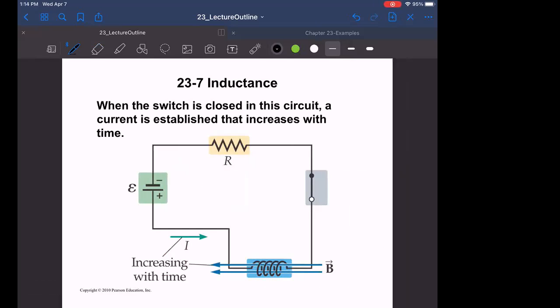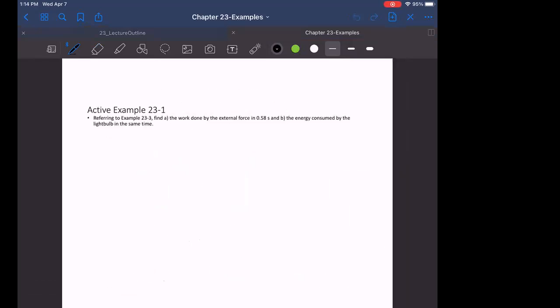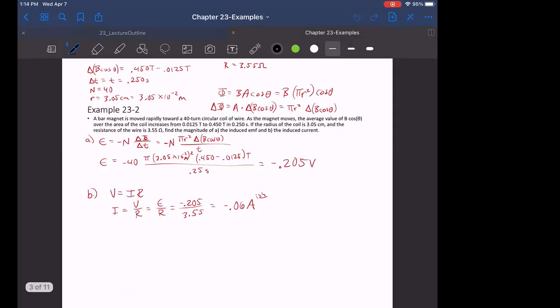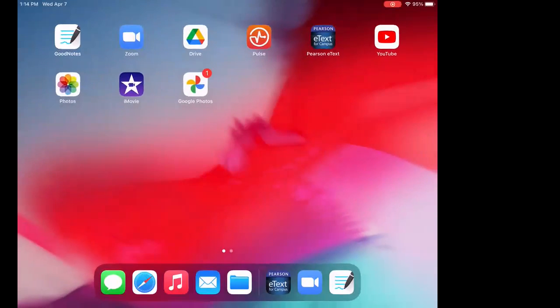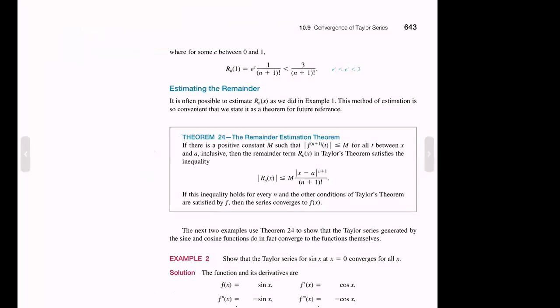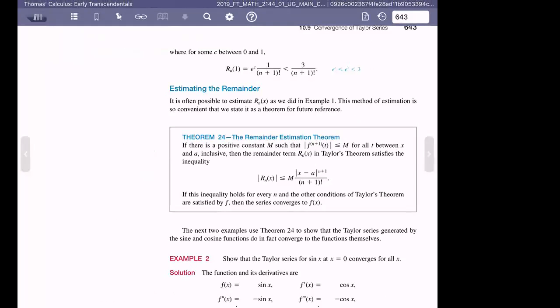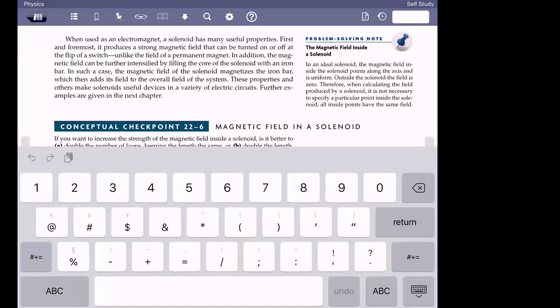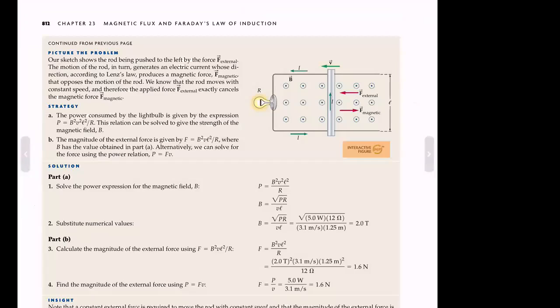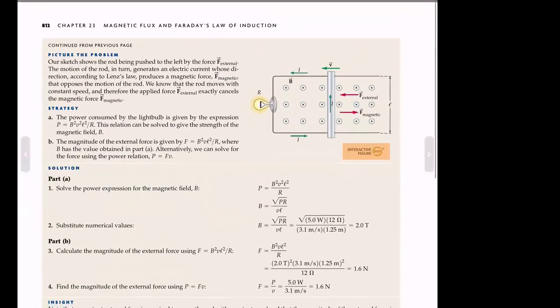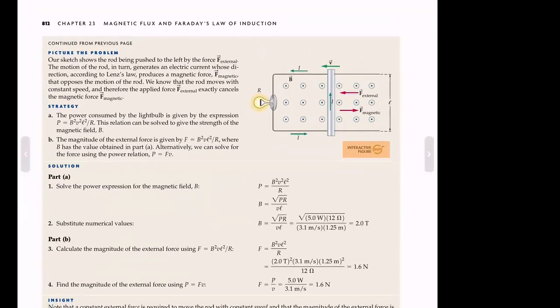Let's do a problem before we start inductance. Okay, where is one we can start? So let's see here, page 812. The light bulb has a resistance. So let's look at page 812. This is not your book, physics. 812, let's see the picture. There it is. I assume that's the only one. Yep. So we have this light bulb.